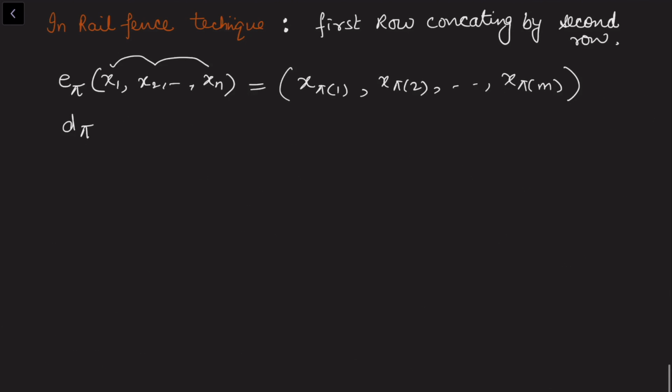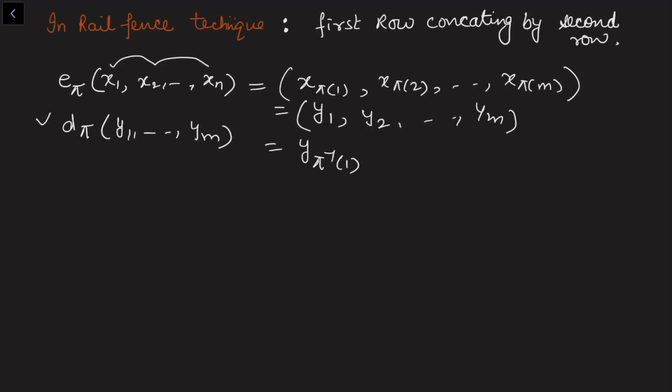And in the same way, when we want to decrypt, let's say we have y1, y2 up till ym. So picking now from y1 up till ym and following the decryption, we get y pi inverse 1 and so on up to y pi inverse m, and this is what we call x1 up till xm. So now let's consider one more example for this case.